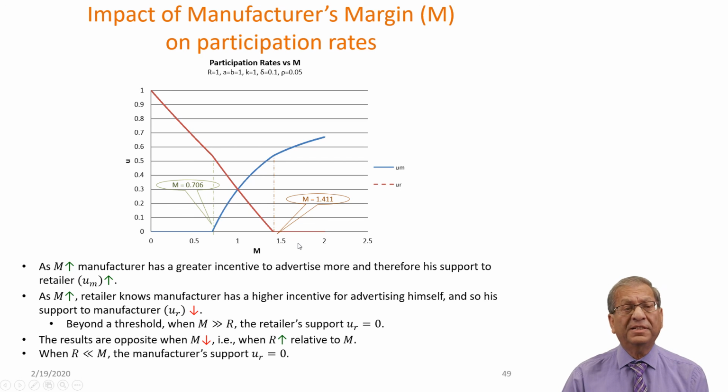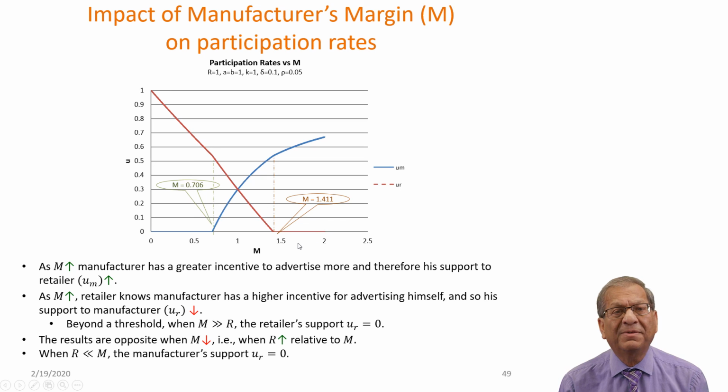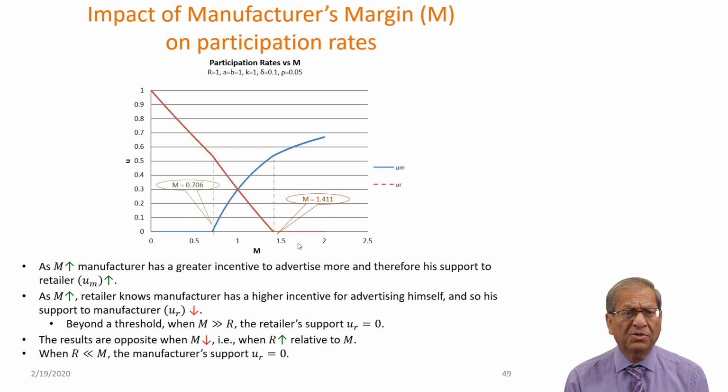Because at this point, the retailer is saying, why should I support the manufacturer? Because the manufacturer is supporting on his own behalf, and he has an interest in supporting his own advertising expenditure because his margin is very high. So I have no reason to support him. So this is kind of the result that we get.